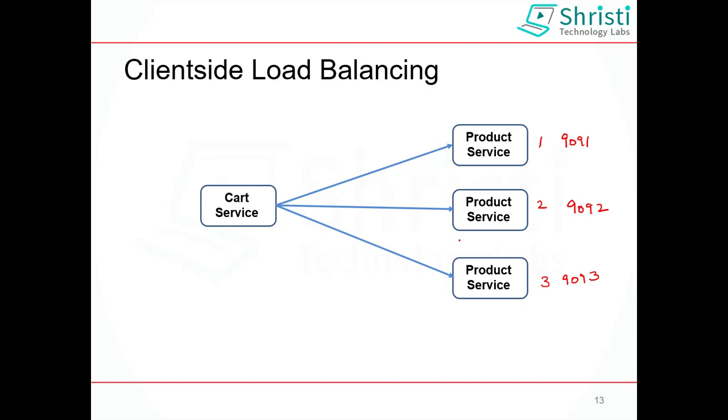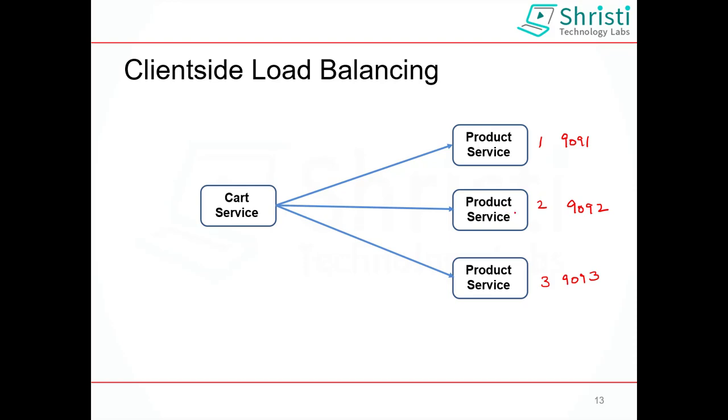Next one is availability filtering rule. In this case, it will filter the server which is more prone to errors. Say for example, the service instance that is running in port number 9092, if it is prone to more errors, then in that scenario, cart service will not choose or will not prefer to choose 9092. So this is about availability filtering rule.